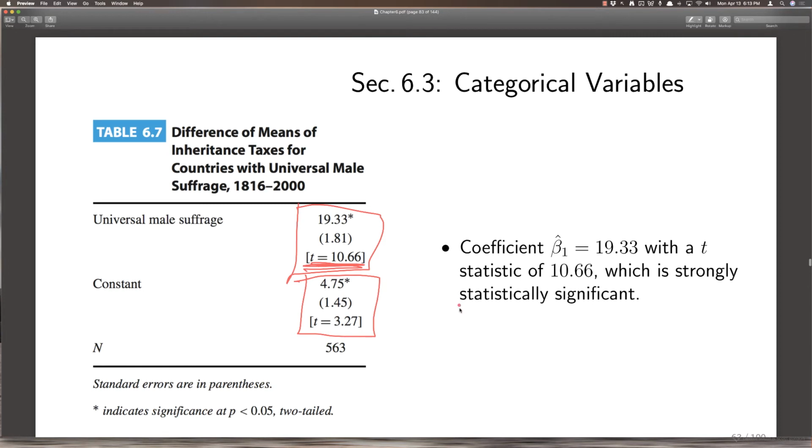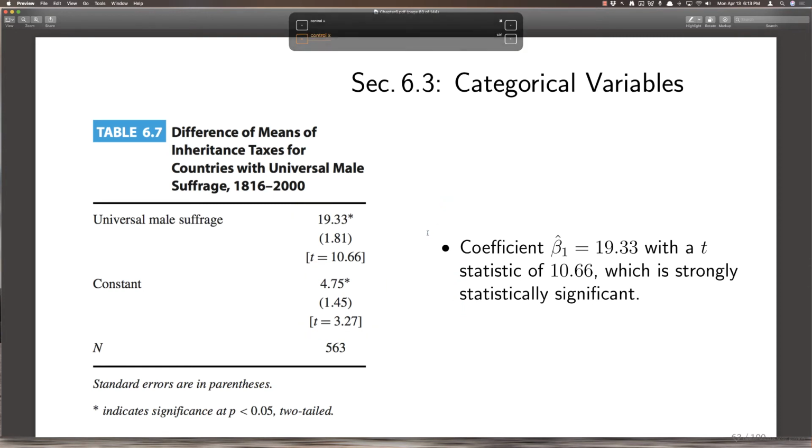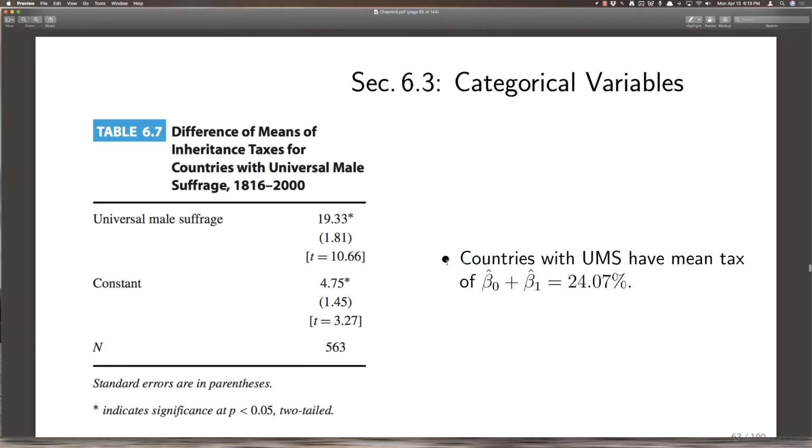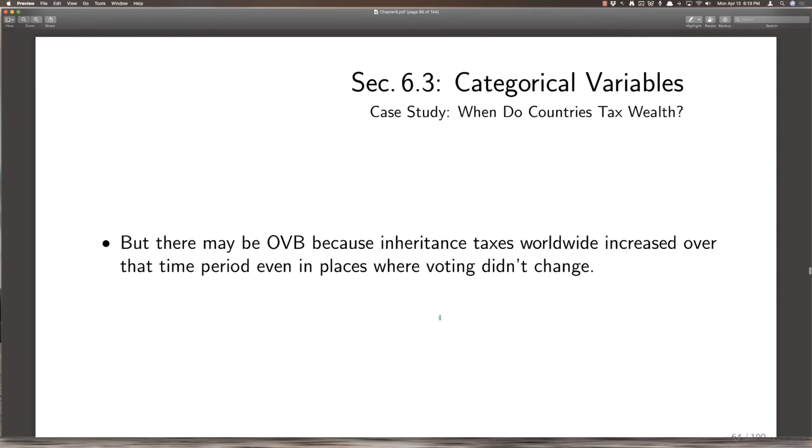But we still may not be able to make any sort of claim that we have any causal evidence, because we might have some endogeneity here. Countries without universal male suffrage, 4.75%. Countries with universal male suffrage, I was close, 24 point. Looks like I went the wrong direction with my addition, but anyways, 24.07 is the average inheritance tax in countries with universal male suffrage. But maybe there's omitted variable bias.